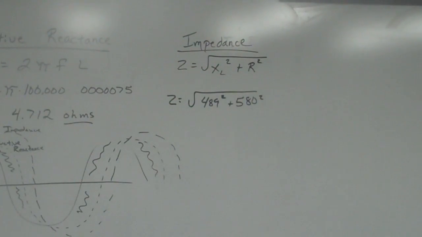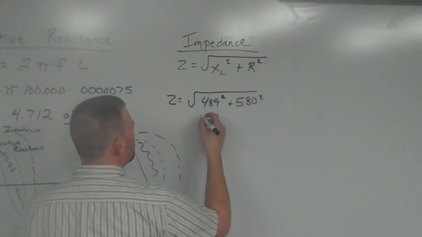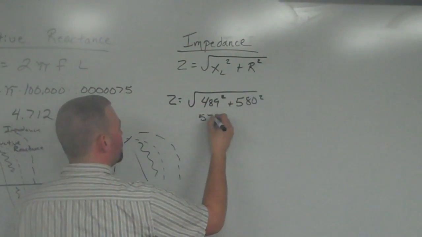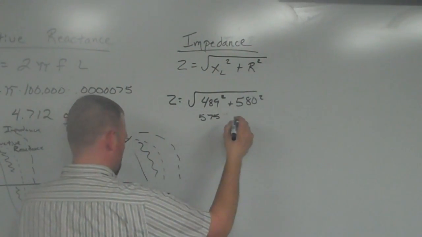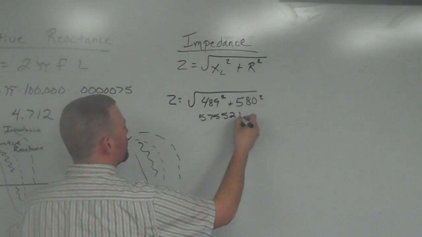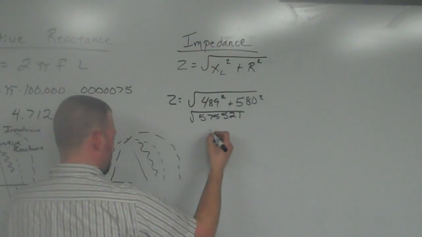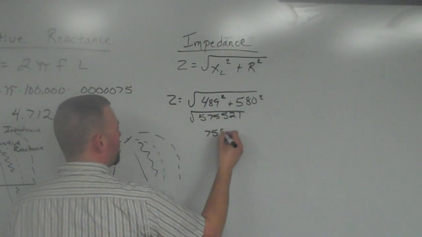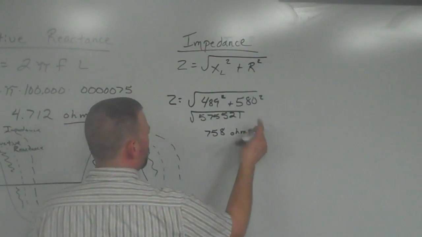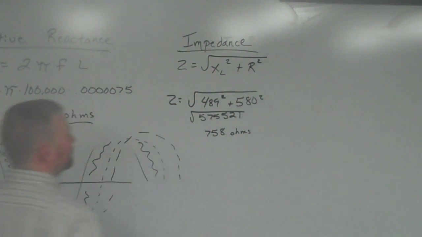Alright, so let's take a look at that here. If we've got 489 squared plus 580 squared, that's going to equal 575,521. Then I square root that. That brings it all the way down to 758 ohms.